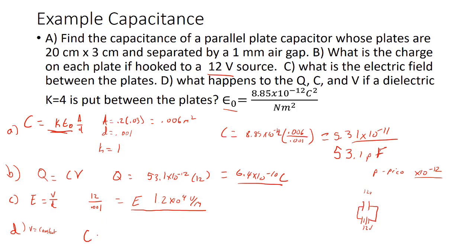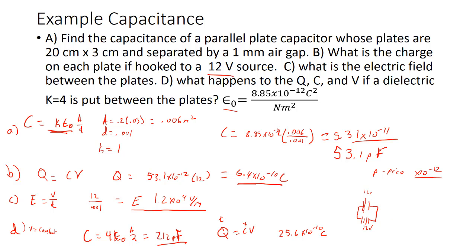So my capacitance C becomes 4 times epsilon naught, or permittivity of free space, times A over D. I don't have to do all that math again. I can just multiply by 4. And like I said, that's 212 picofarads. It's a capital F. And then it says, what happens to the charge on the plates? Well, Q is still C times V, since the voltage didn't change, but this went up by a factor of 4. This also has to go up by a factor of 4. So I get 25.6 times 10 to the negative 10th coulombs of charge.